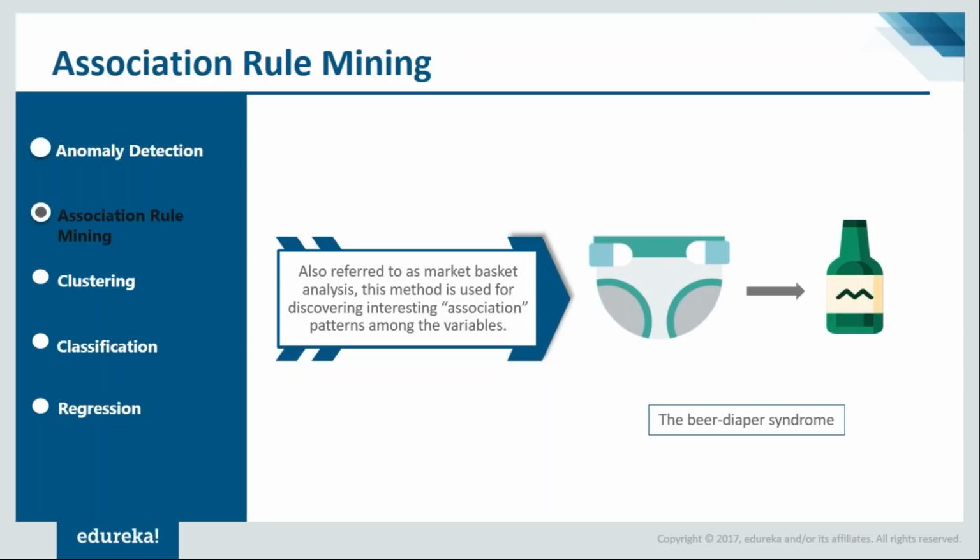This has a very interesting example, and it goes by the name of the beer and diaper syndrome. In a survey done by a supermarket, it was found out that whenever a single father came to the store to buy a diaper, there was a very high likelihood that he would also buy a bottle of beer. Now that's quite an uncanny relationship, isn't it? A single father coming to a store to buy a diaper also buys a bottle of beer. Quite strange. But this is what the supermarket was able to find out with the help of association rule mining.